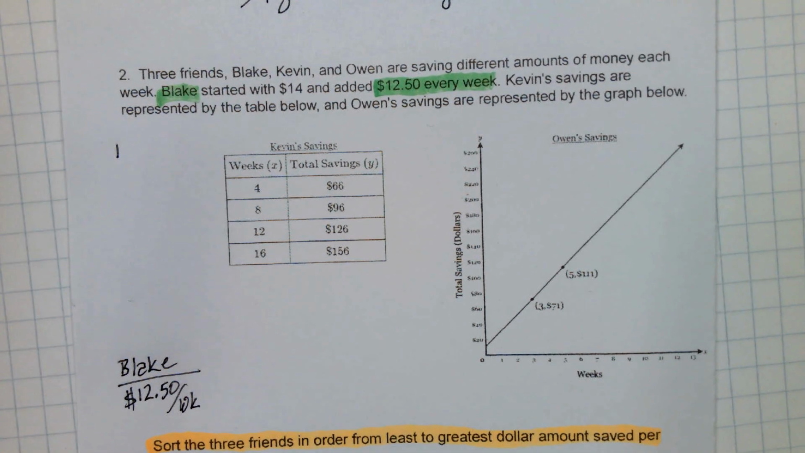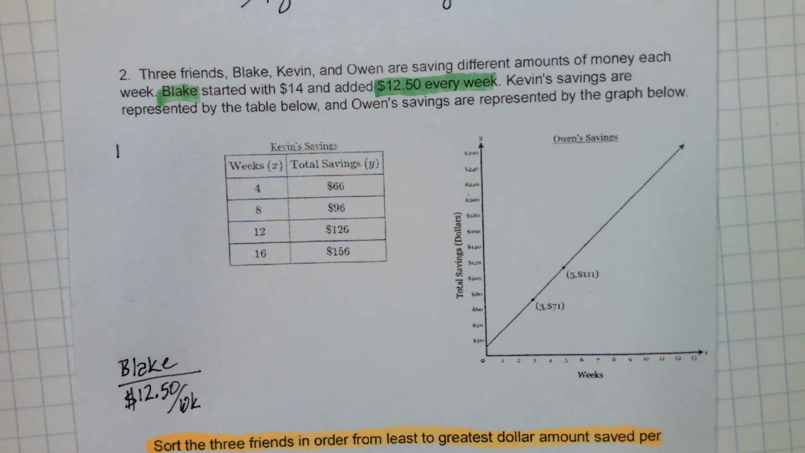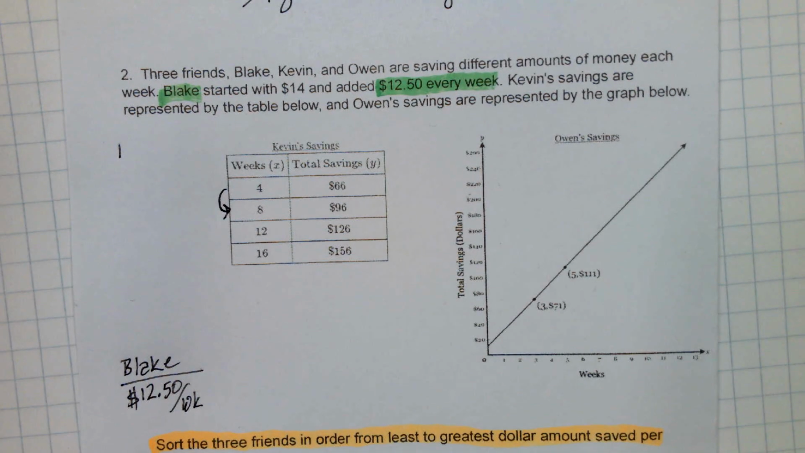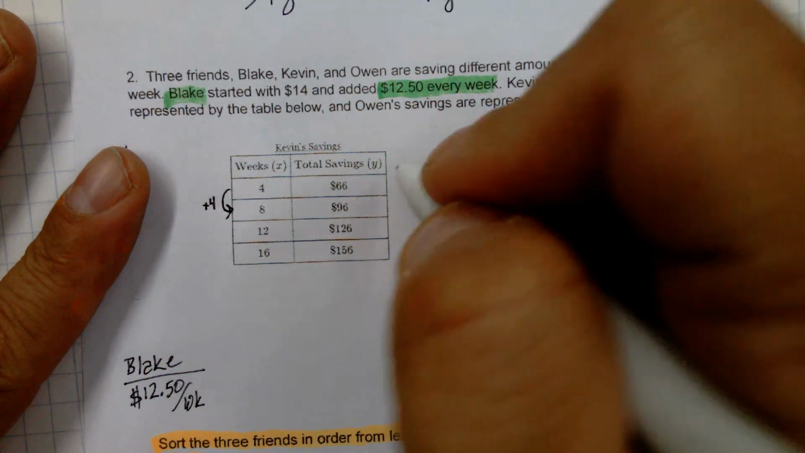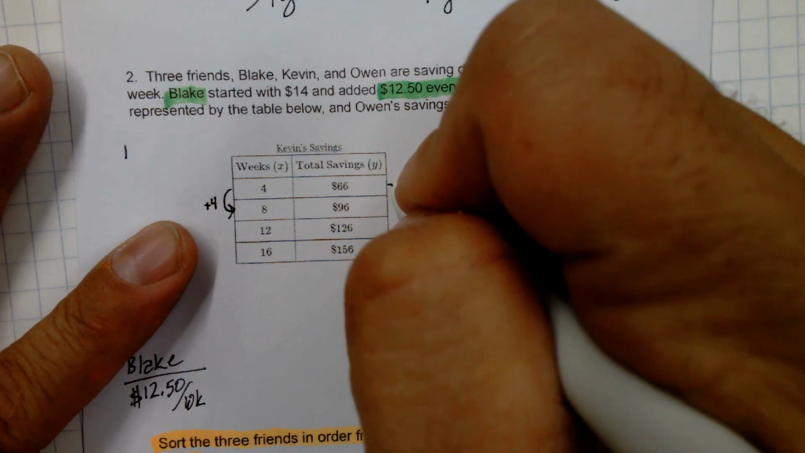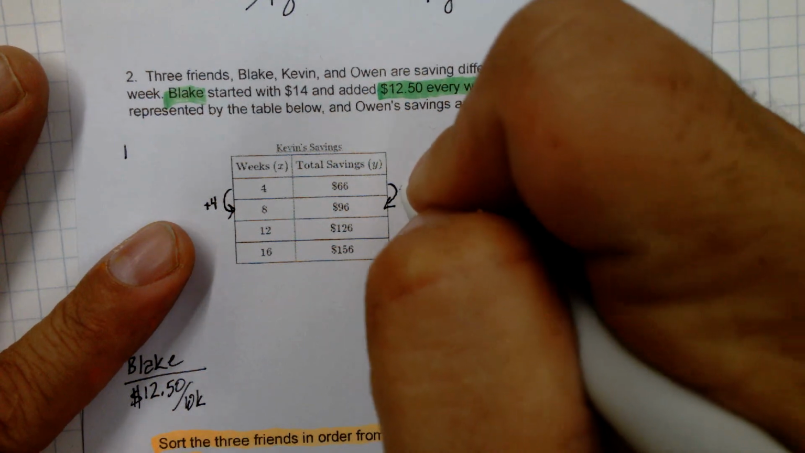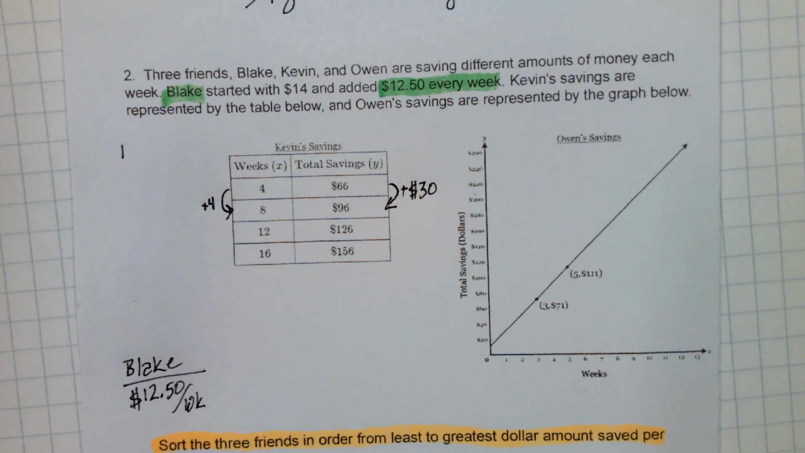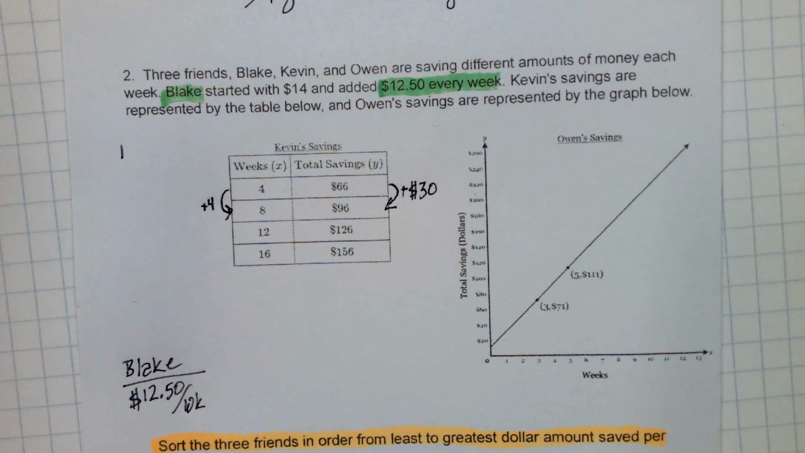Okay. Moving on to Kevin. For Kevin, we have a table. We're assuming it's a linear function. So all we need to do is take any pair of numbers and find the difference. So like here, looks like we went from 4 to 8, right? So that's a gain of 4. And then we went from 66 to 96. So that's a gain of $30. So it's $30 every 4 weeks.